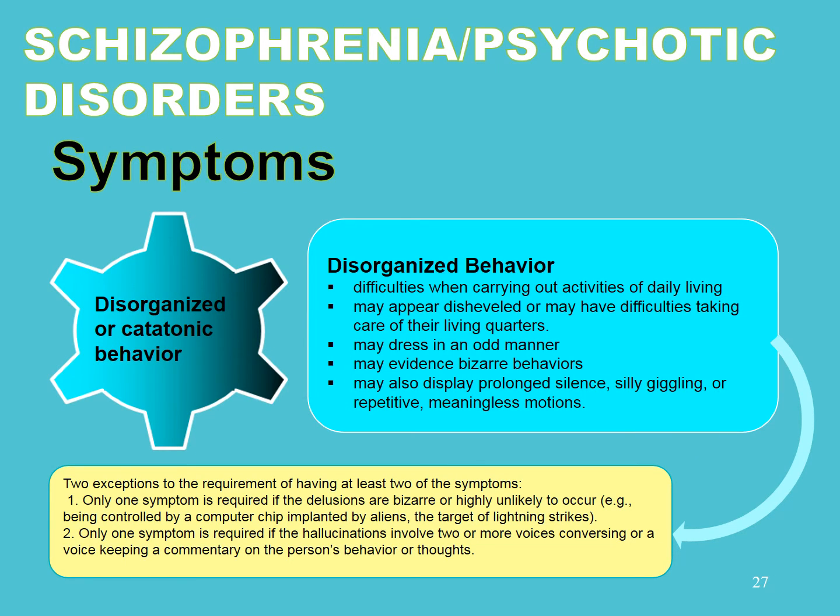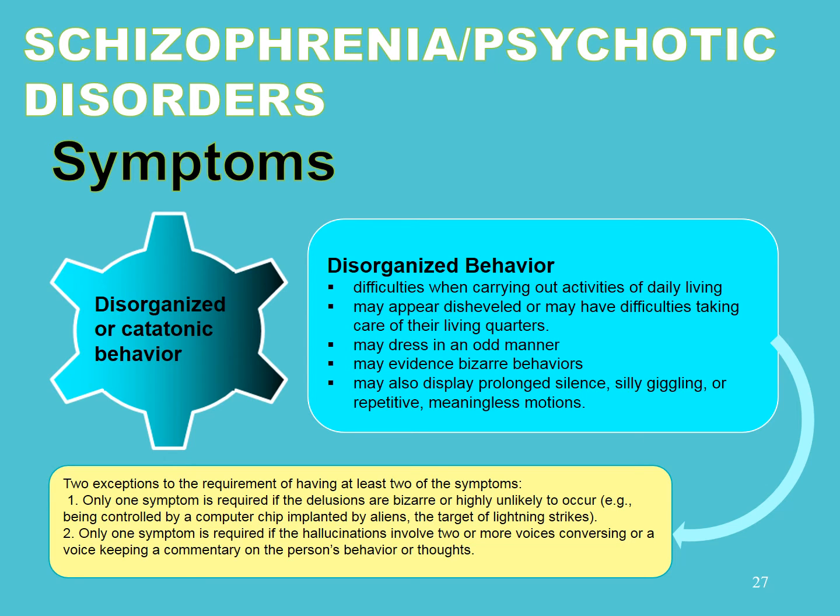Disorganized symptoms or behaviors may include difficulties when carrying out activities of daily living. For example, they may appear disheveled or may have difficulties taking care of their living quarters. They may dress in an odd manner, or they may evidence bizarre behaviors such as odd movements, gestures, or postures. They may also display prolonged silence, silly giggling, or repetitive meaningless motions. The next video will give you a good example of these kinds of behaviors.